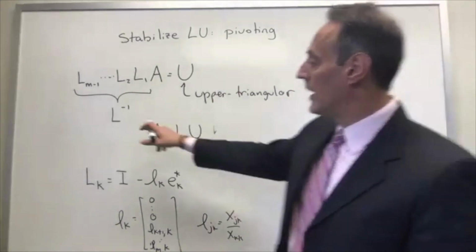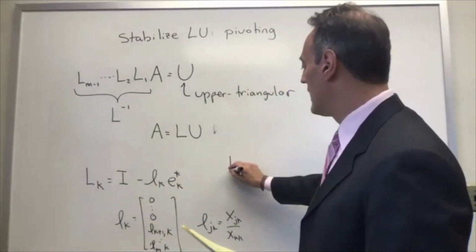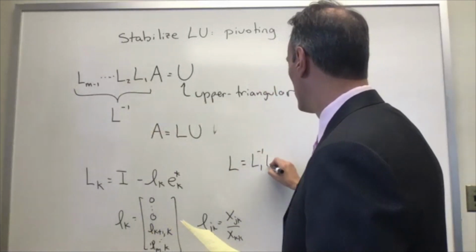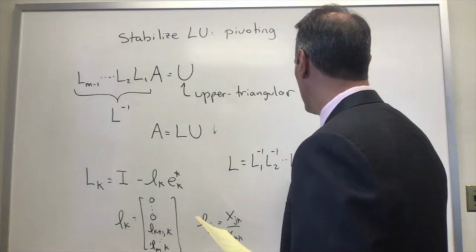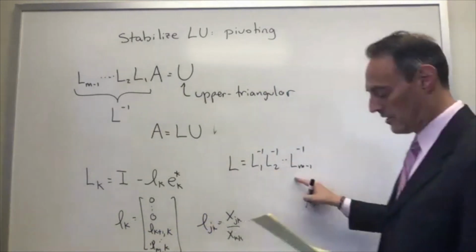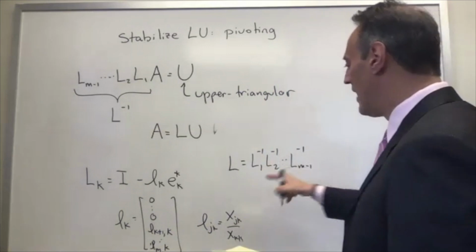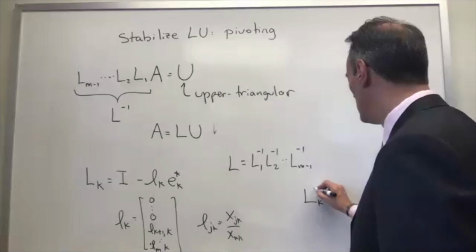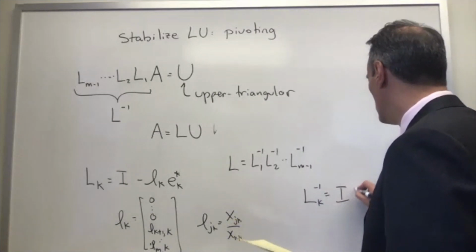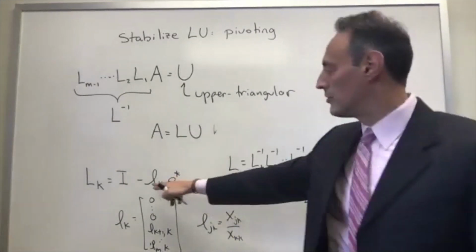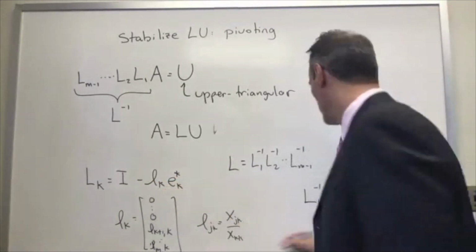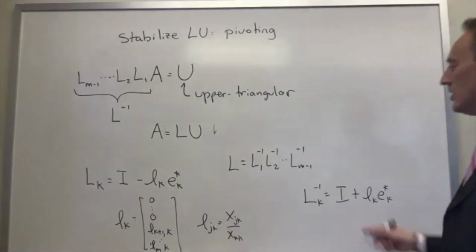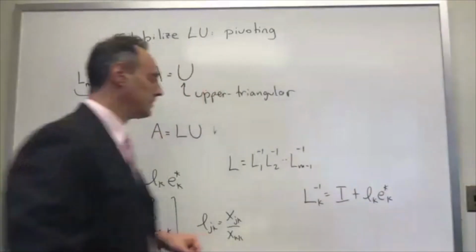And what you would find for L is, when you invert this matrix, you get L1 inverse, L2 inverse, all the way to Lm inverse, the product of these, where the L inverse of each k was equal to, we had this nice property, all you do is flip the sign of the L of k here. So it's plus L of k e star k. So we worked all of this out last time.